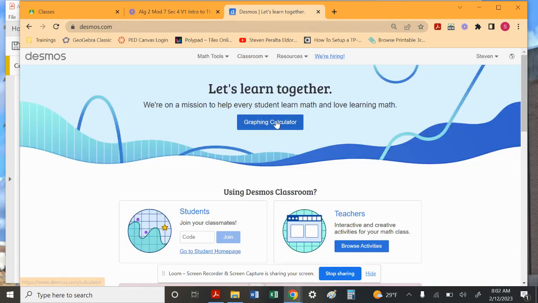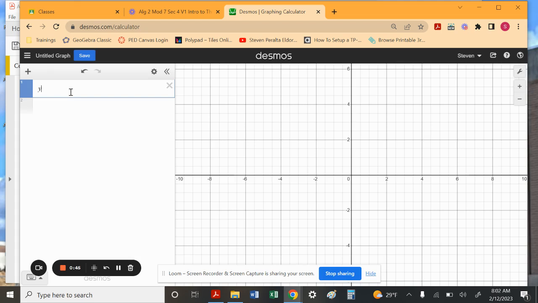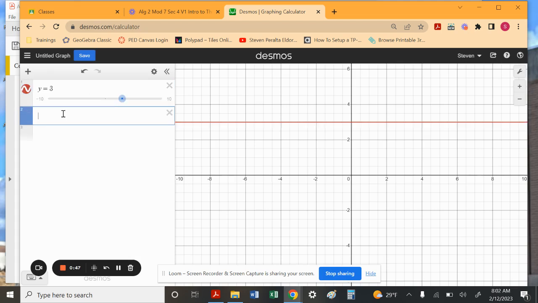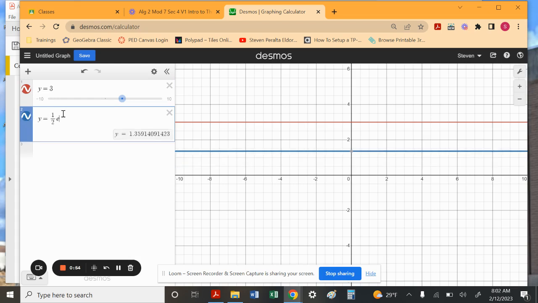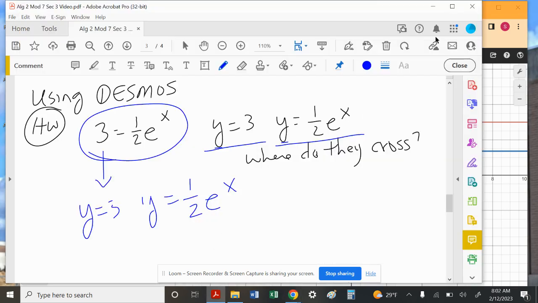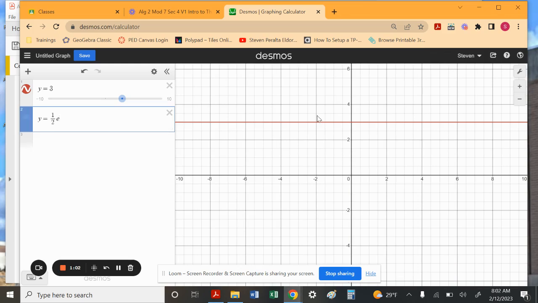Of course, you're going to log in if you aren't already logged in. We're going to do the two equations as we go through this. So we're going to do y equals 3 as my first one, and y equals 1/2 e. Of course, we have that e there, and I think it's just e to the x. So e to the x. So remember, we do the up arrow x, and then we can see that it crosses right here.